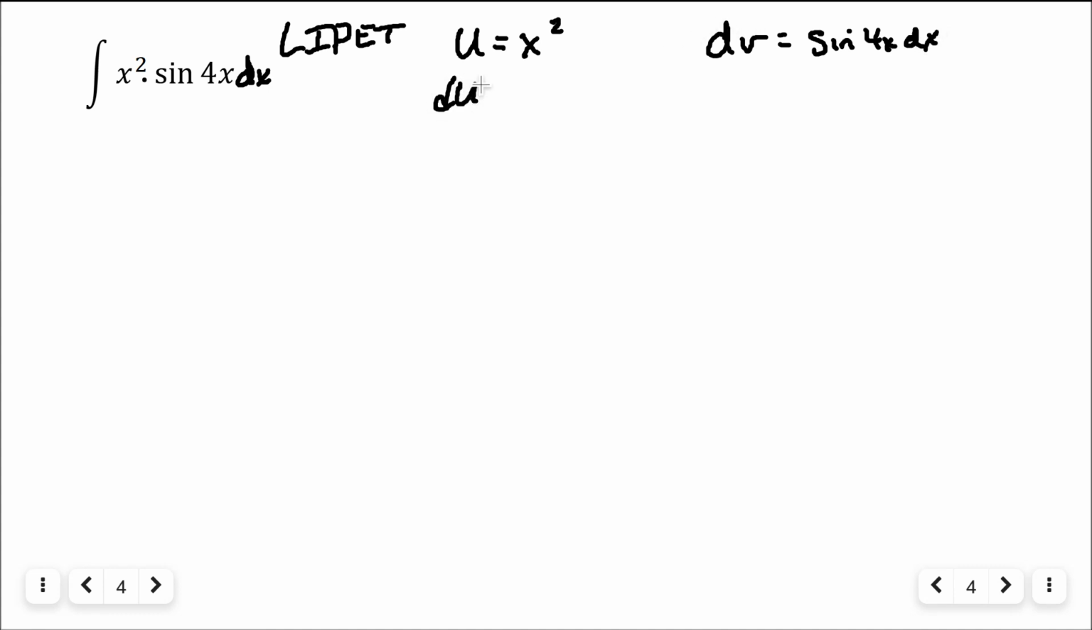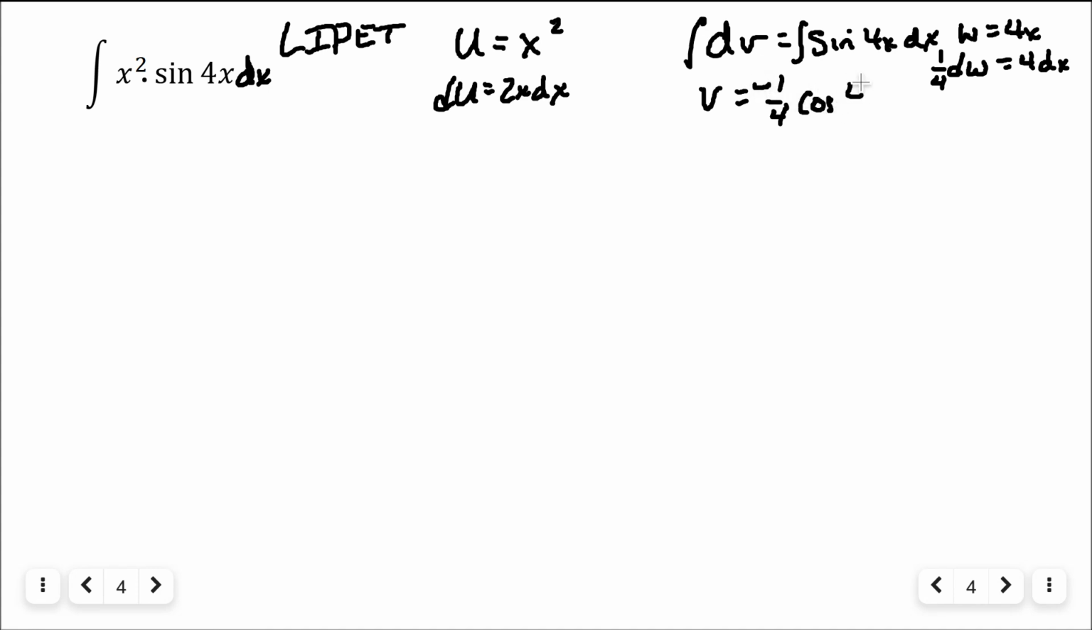So we're going to differentiate u. The derivative of u is 2x dx, and then we're going to integrate dv. The integral of dv is v. The integral of sine 4x, I need substitution to do that, or you just have to do the substitution in your head. 4 dx, need a 1/4. So this is going to be 1/4. The integral of sine is minus cosine. And then I need the 4x there again.